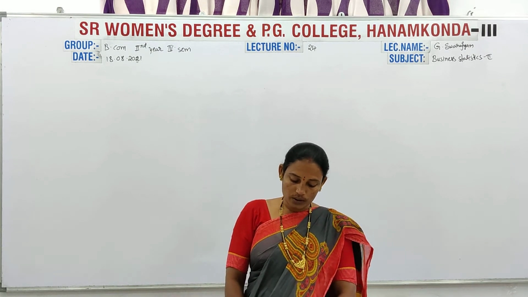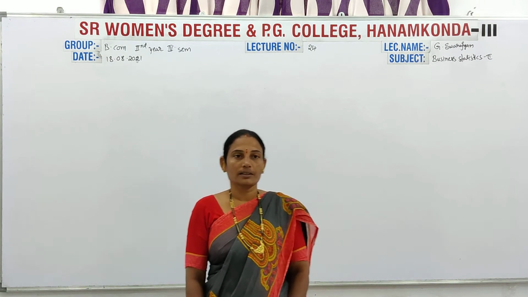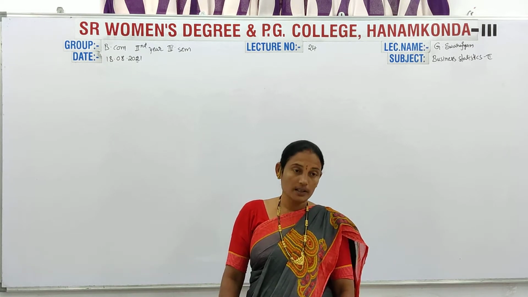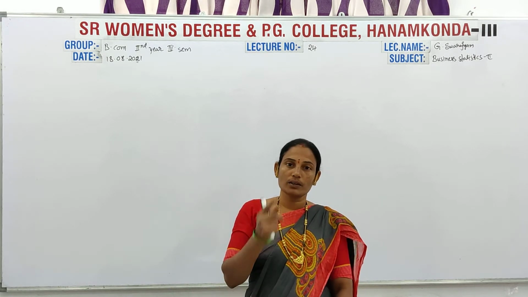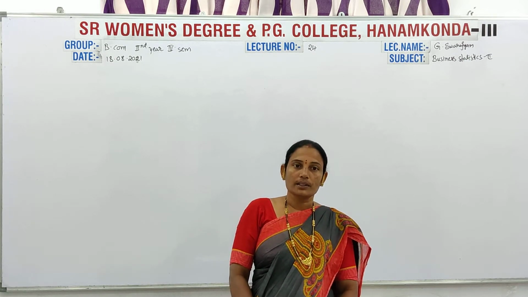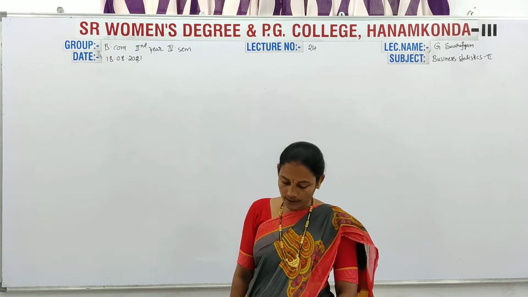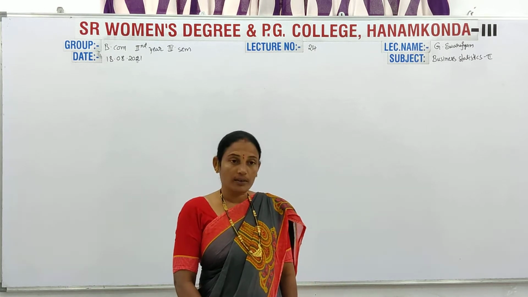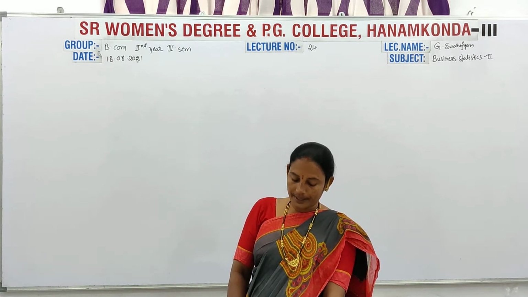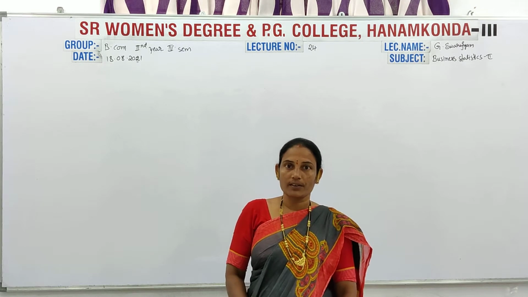For odd period moving averages, only one problem was given as homework, and for the semi-average method, only one problem was given as homework. I hope you have completed those two problems, right? So next, the topic is the even period moving average. How to calculate the even period moving average, right?